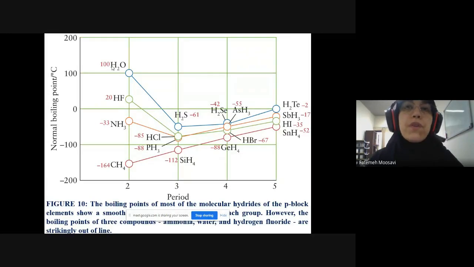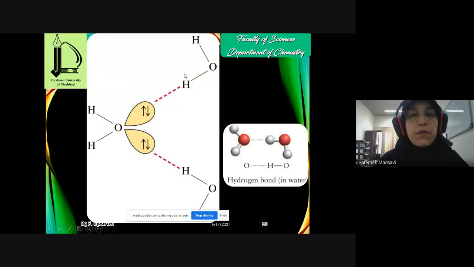Ammonia, water, and hydrogen fluoride all show anomalous behavior. Their exceptionally high boiling points suggest that there are unusually strong attractive forces between their molecules. The strong attraction responsible for the high boiling points of these substances is hydrogen bond. What is hydrogen bond? Hydrogen bond is an intermolecular interaction in which a hydrogen atom bonded to a small, strongly electronegative atom is attracted to a lone pair of electrons on another atom.